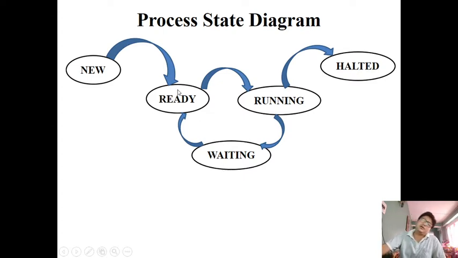A very common process cycle is this: they come to the ready state, go to the running state, and for performing IO activity move to the waiting state. Again, after completing IO activity, it moves to the ready state, and so on. So ready, running, waiting, ready, running, waiting is a cycle that most processes will perform. After completing every instruction, as I told already, the process will be shifted to the halted state. So this is all about the process state diagram.